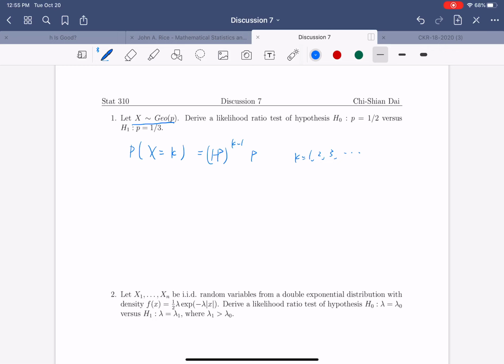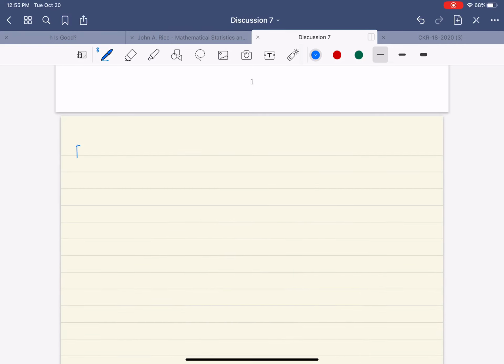Okay, and we want to derive a likelihood ratio test for the hypothesis testing. So in problem 1, X follows the geometric distribution with parameter P, and the hypothesis test is like this. On the null hypothesis, P is equal to 1/2, and on the alternative, P is equal to 1/3. And we want to find the likelihood ratio test. So first step, we have to define the test.